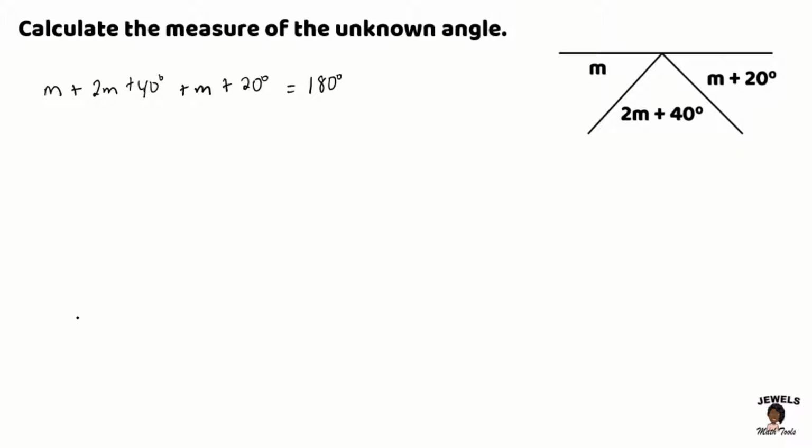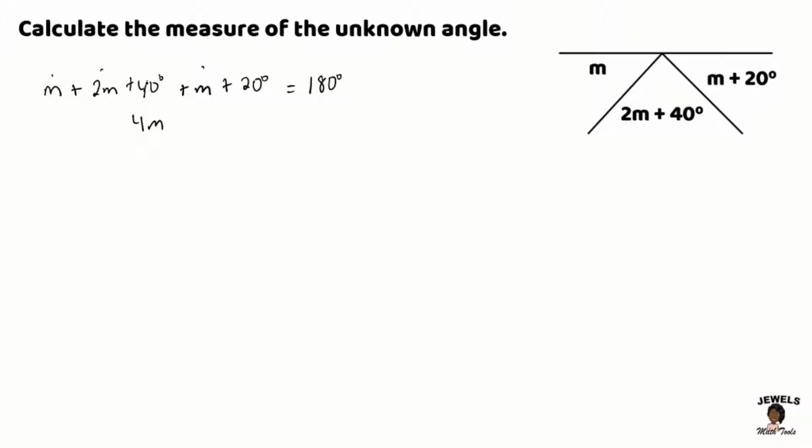Now we're going to collect or group our like terms together. We have two kinds of terms involved in this equation. We have our constants, which are 40 and 20, and then we have our terms involving variables, such as m, 2m, and m. So we're going to be adding all of our m's together. We have m plus 2m plus another m, so 1 plus 2 is equal to 3, and 3 plus 1 is equal to 4m.